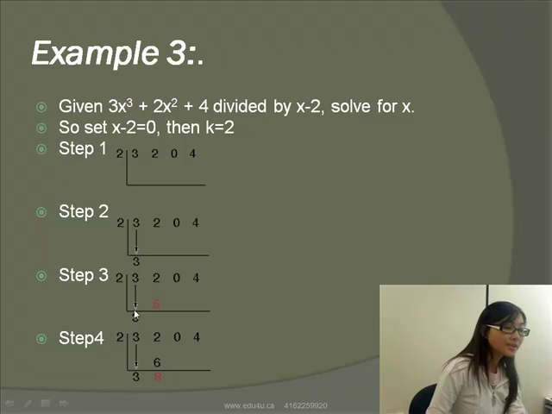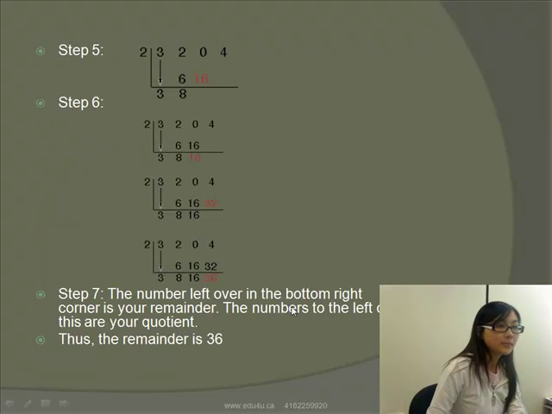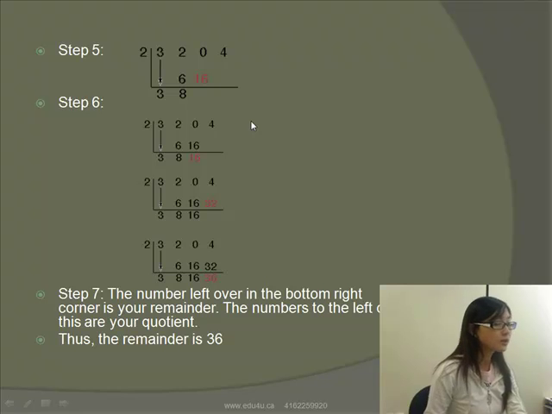Again, we bring the 3 down because it has the highest order. And then we take the 3 times 2, and we get 6. We use 2 plus 6, and we get 8. Then we use 8 times 2, that would give us 16. 0 plus 16 is 16. 16 times 2 is 32. 32 plus 4 is 36.